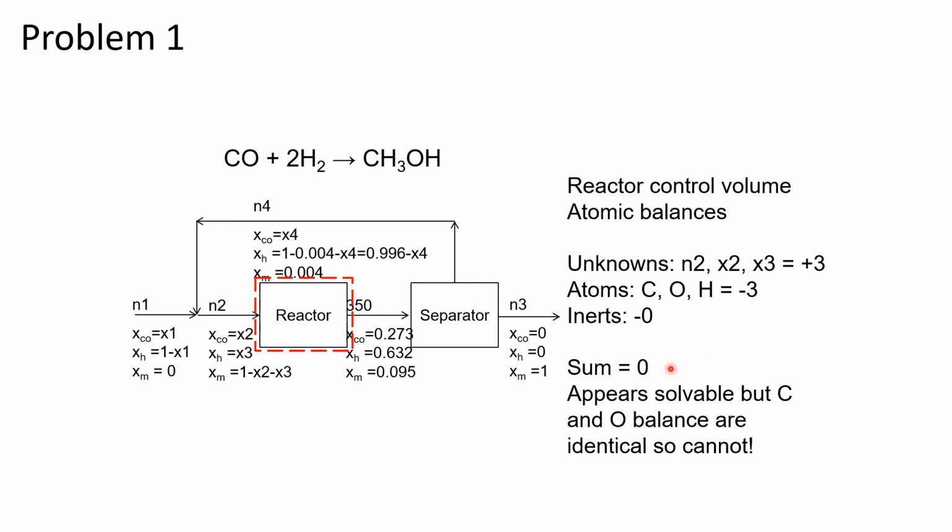But we have exactly the same problem we had with the overall control volume. The carbon and oxygen balances are identical. So we cannot solve for any of the unknowns with this control volume. If you remember, the reason that they're the same is that the ratio of carbon to oxygen is the same in the reactant CO as it is in the product methanol. And these do not appear in any other reactant or product. It's unfortunate, but that's the case with this particular problem.